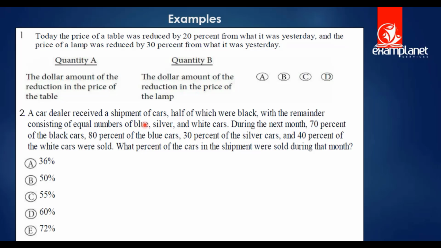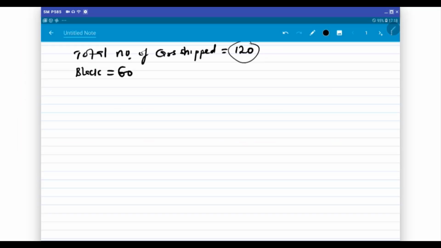So how many blues do we have now? How many silver? How many white? So that means we simply have 20 blue cars, 20 silver cars, and 20 white cars to make the remaining 60. All right, so we have blue cars to be 20, silver to be 20, and white to be 20. Okay, so that's why I'm taking the question gradually, step by step.